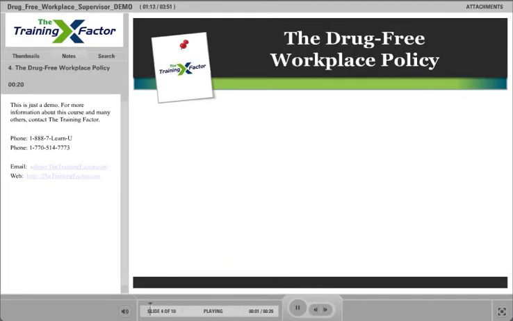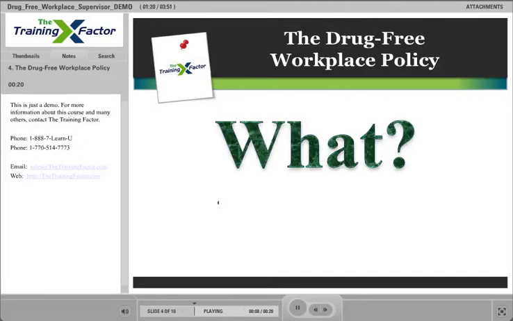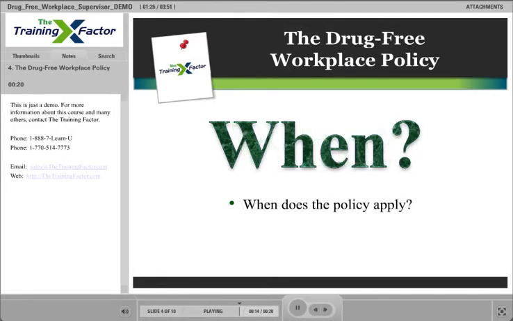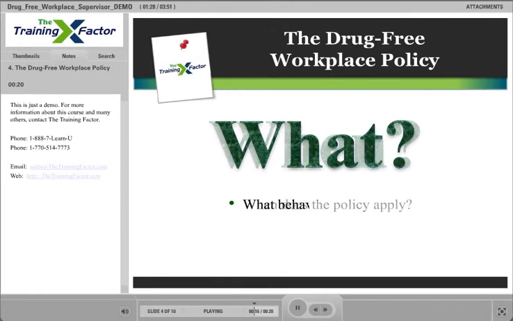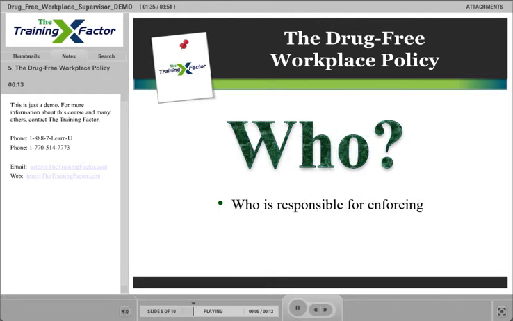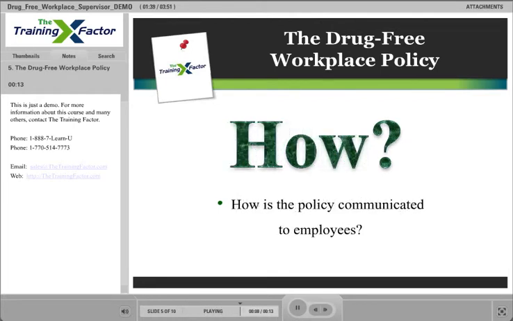The Drug-Free Workplace Policy. The Drug-Free Workplace Policy answers the following questions. What is the purpose of the policy and program? Who is covered by the policy? When does the policy apply? What behavior is prohibited? How is each employee's confidentiality protected? Who is responsible for enforcing the policy? And how is the policy communicated to employees?